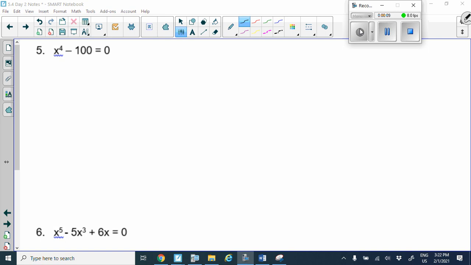So example 5, we have x to the 4th minus 100 equals 0. Once again, don't forget, we need to make sure our equation is set equal to 0. That's good. Now let's determine how many solutions we're going to get. This is in standard form, and the highest exponent we have is 4. So that means we're going to have 4 solutions here.